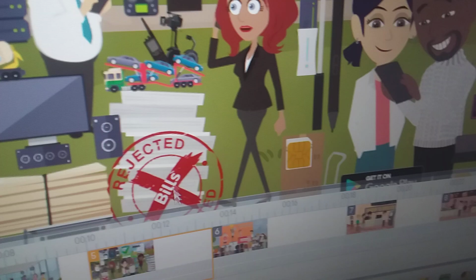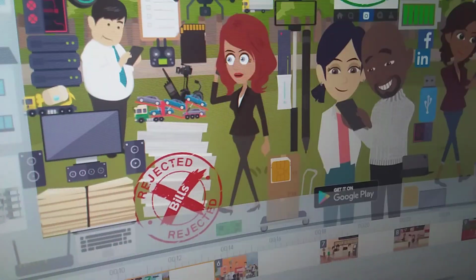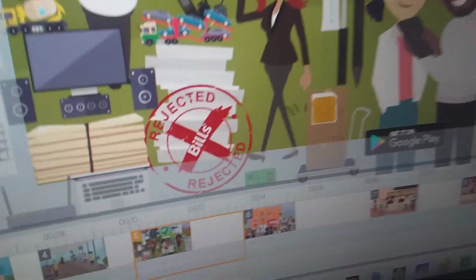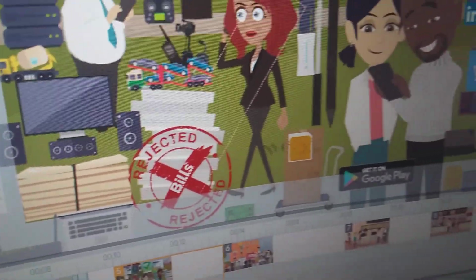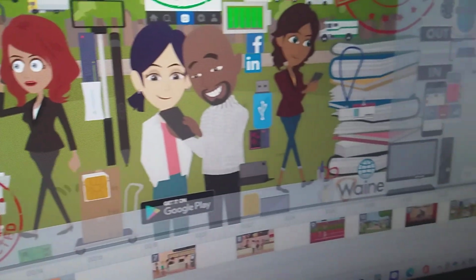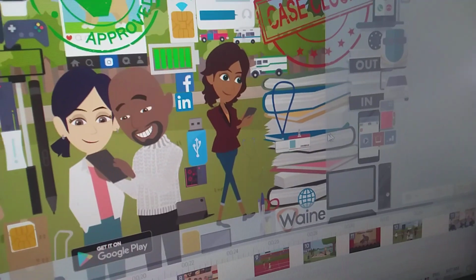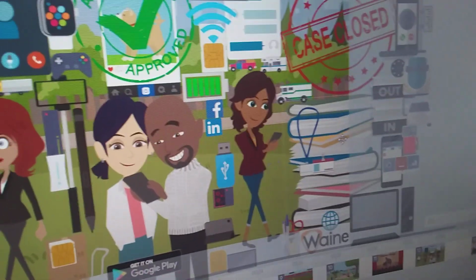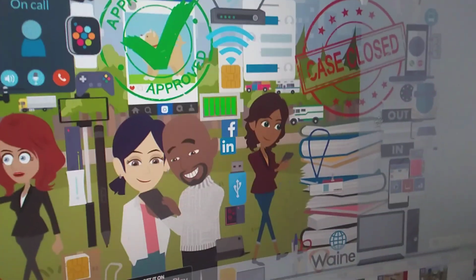And you see here, bill is rejected. Our policy says bill is rejected. Any paper bill like this is rejected. This is the case we are handling here. Whether they are in or out, all bills are rejected. Case closed here, and this is just proof.